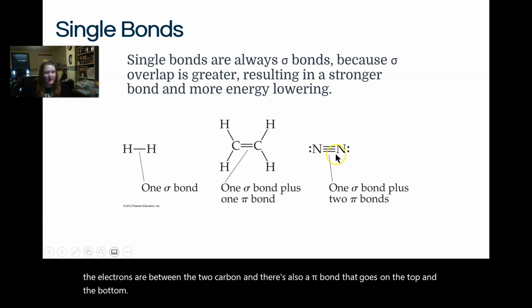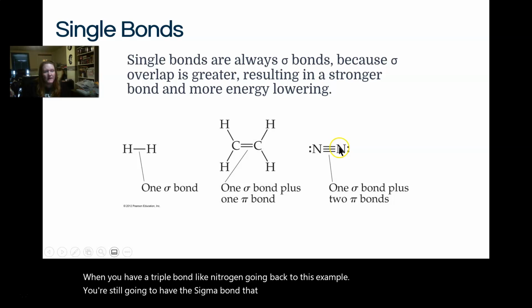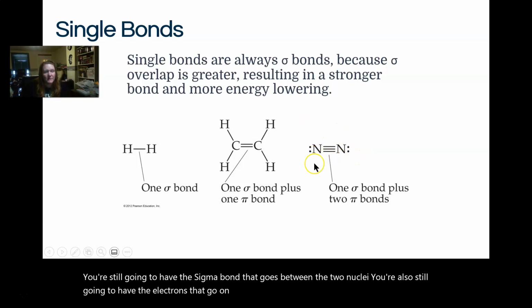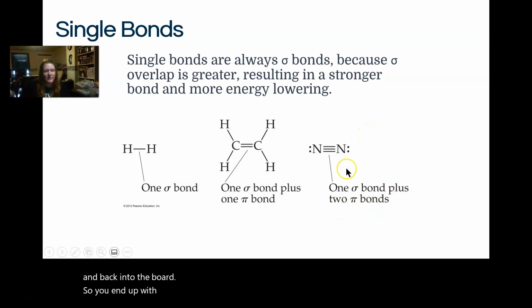When you have a triple bond, like nitrogen, going back to this example, you're still going to have the sigma bond that goes between the two nuclei. You're also still going to have the electrons that go on the top and the bottom of the nuclei. But then you have a cloud that's shaped the same as the pi bond on top and bottom, except it's going towards us and back into the board. So you end up with two pi bonds, one on top and bottom, one on front and back, and one sigma, which is in between the two nuclei.